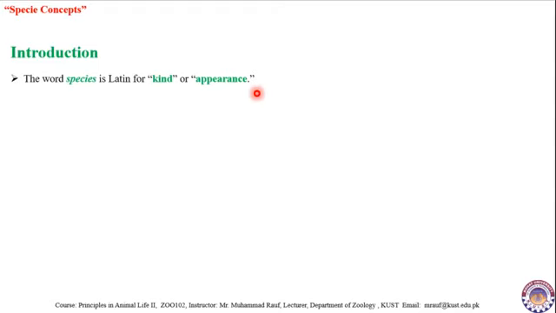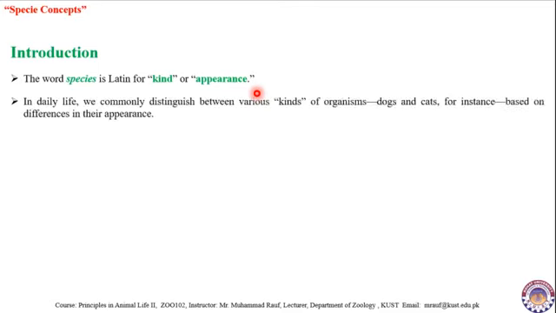In this lecture, we will define a species under various concepts and we will analyze the advantages and the shortcomings of those concepts. In daily life, we commonly distinguish between various kinds of organisms, dogs and cats for instance, based on differences in their appearances. So the most common way to assign objects or living organisms into groups is their phenotype, their physical appearance.